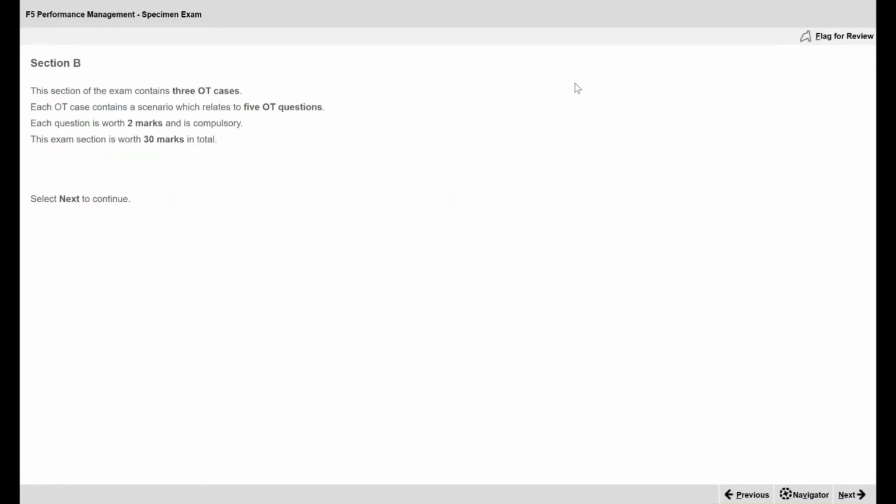Okay, next is section B. Remember, we have three questions here, scenario based, and each question has 5 questions, each worth 2 marks. So 3 multiplied by 5 multiplied by 2 equals 30 marks.